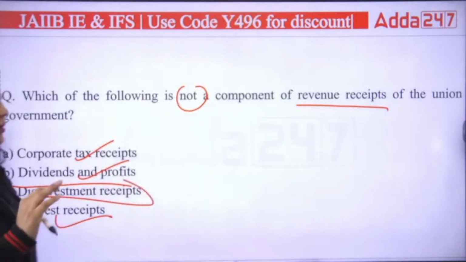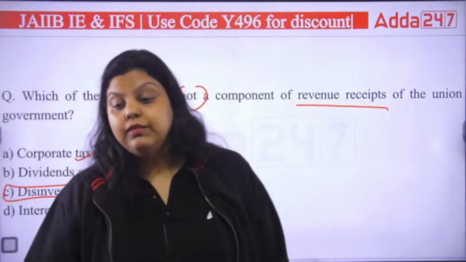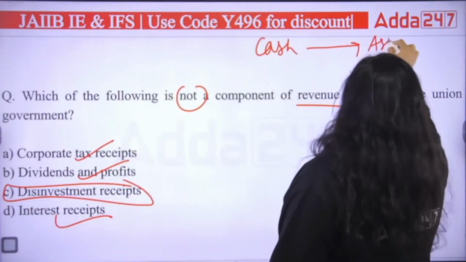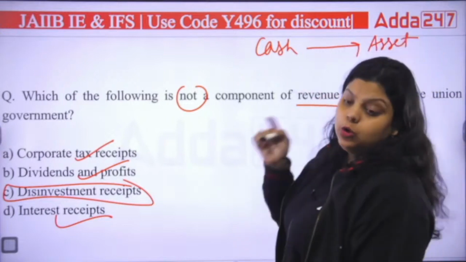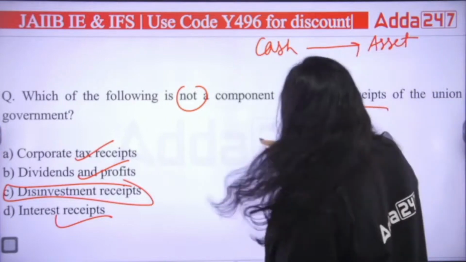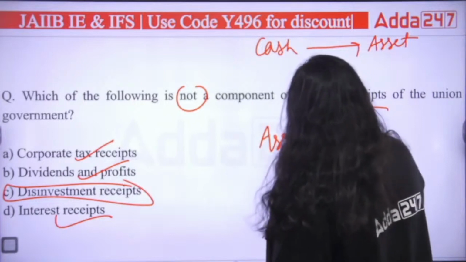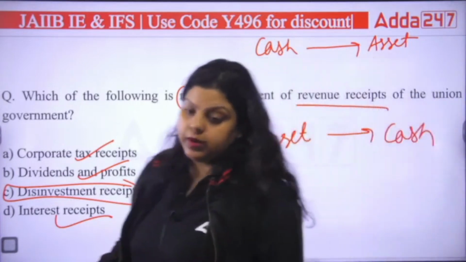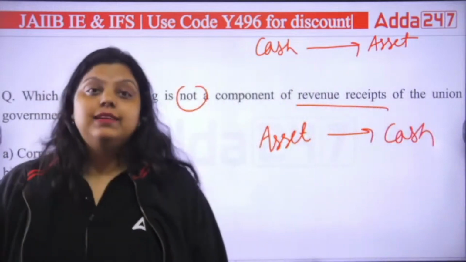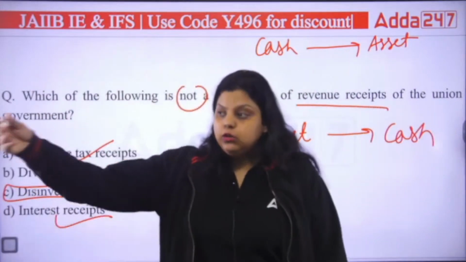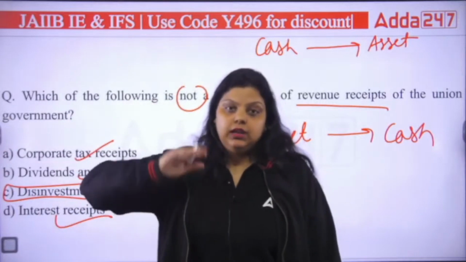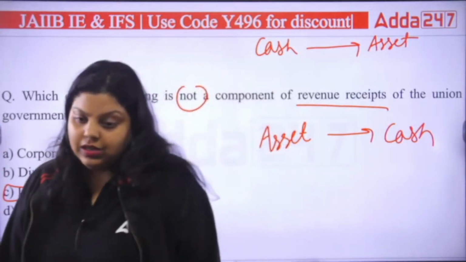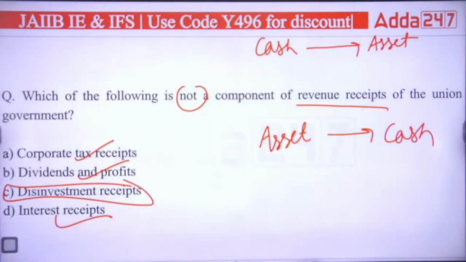What is disinvestment? When we are talking about investment, investment means you have a certain cash, you convert that cash into asset. This is investment. When you are doing disinvestment, it means you have a certain asset and you are converting that asset into the cash. That's the disinvestment. So when government sells its shares to the public, to the private entity and takes cash from them, that is known as disinvestment. So right answer here will be C.